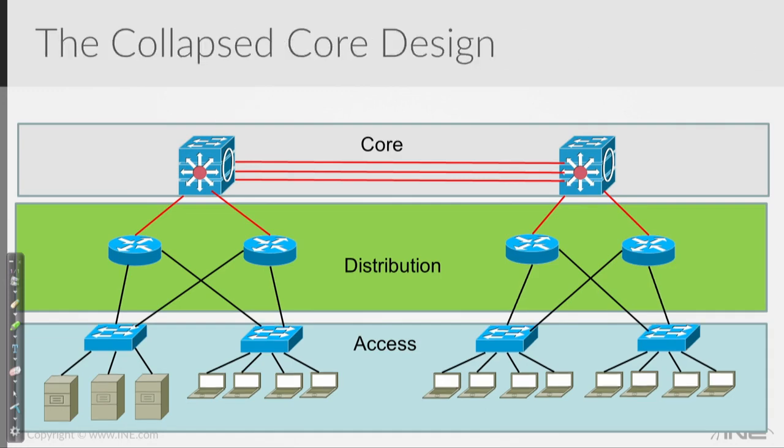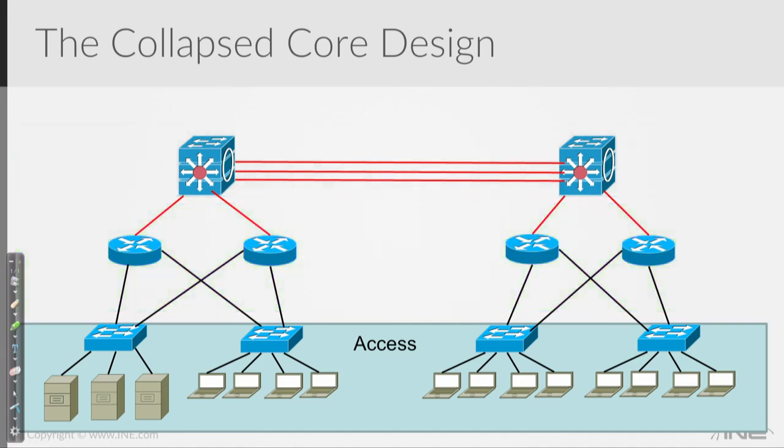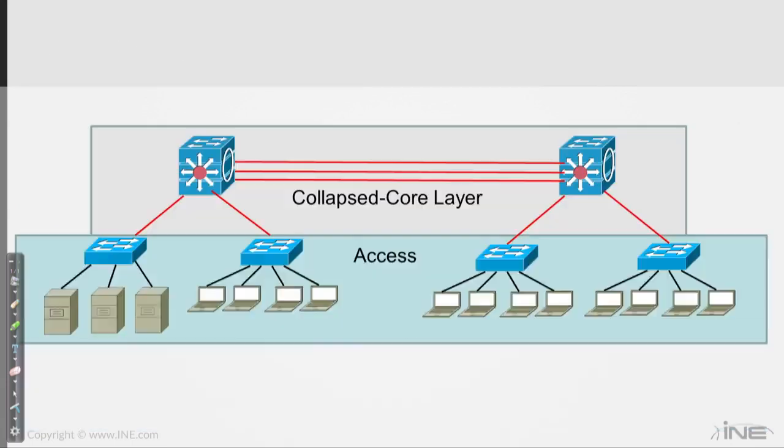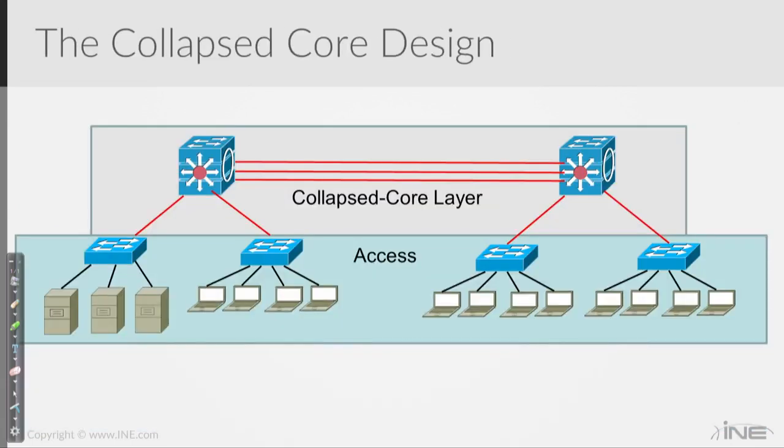Now, sometimes people don't have enough finances or budget to build out their network like this. Or maybe they've got such a small network that they don't really need all this. And so there's another design called the collapsed core design. And look what happens here. In the collapsed core design, now you no longer really have a distribution layer. Or what I should say is your core and your distribution have all been collapsed together.